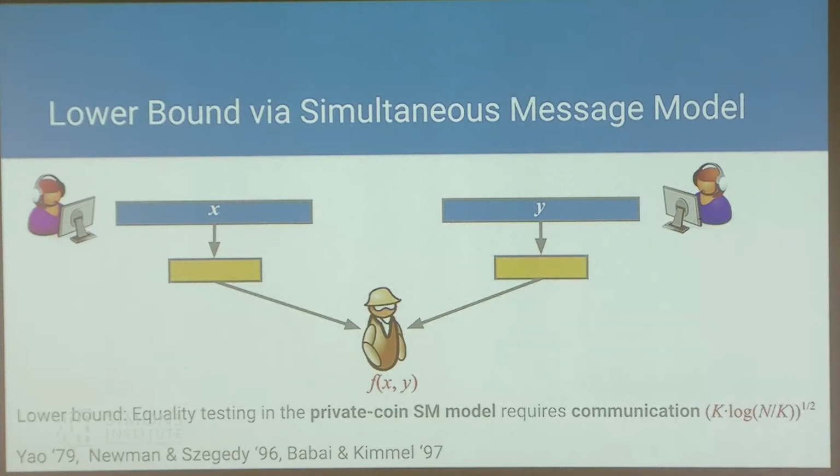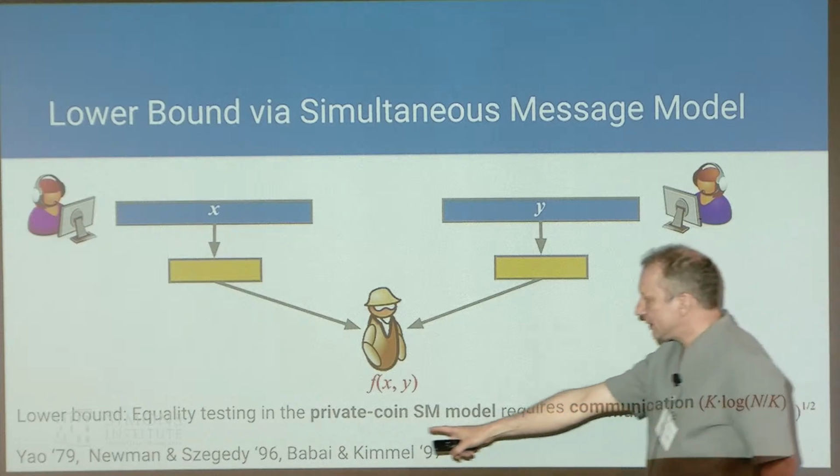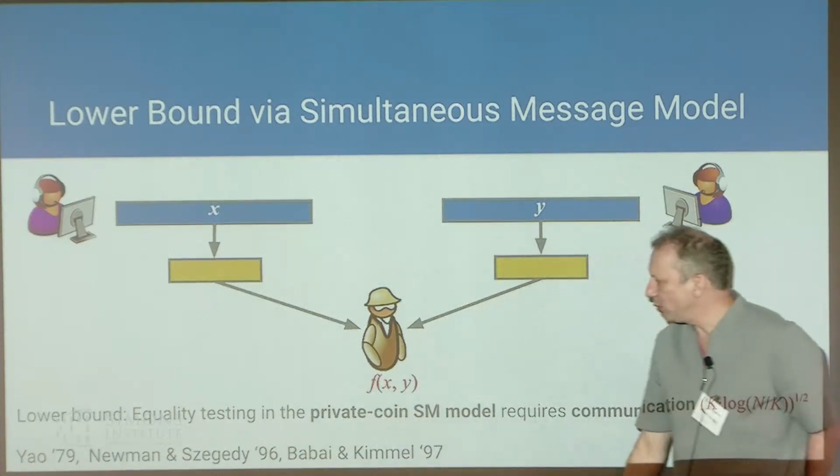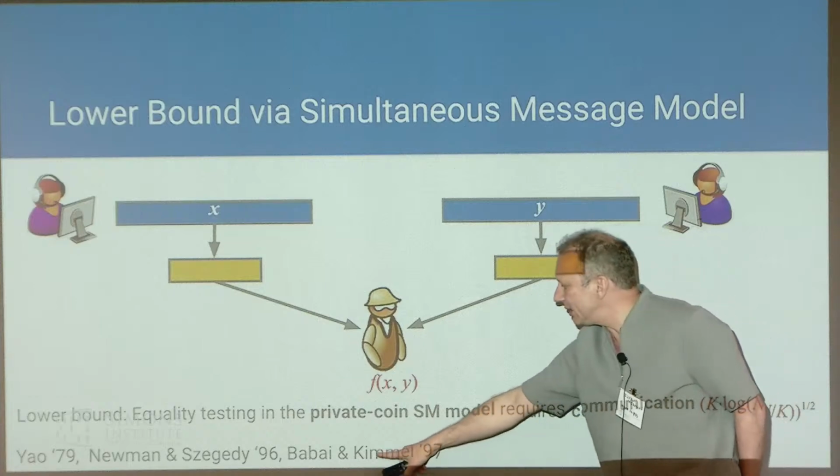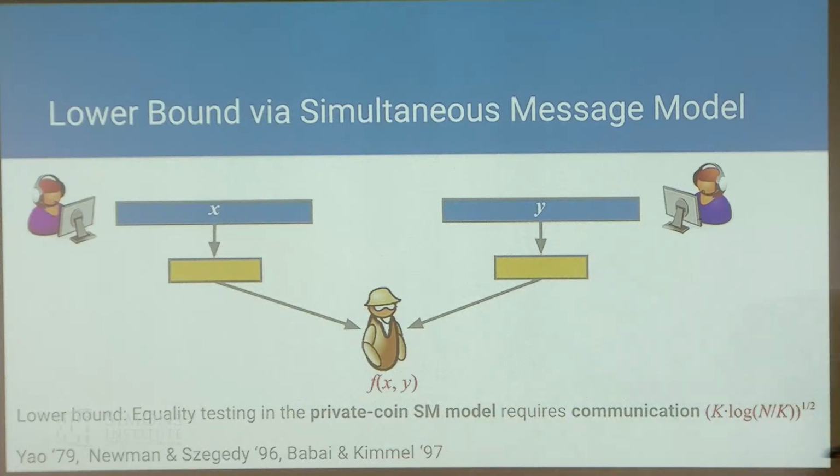And the lower bound for the equality testing was proposed in 1996 and then improved or generalized by Kimball in '97. That was effectively what I stated on the previous slide. It was roughly the square root of the size of the sets whose size we are comparing.